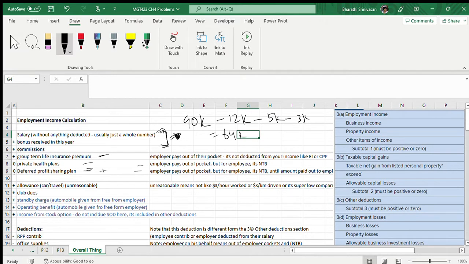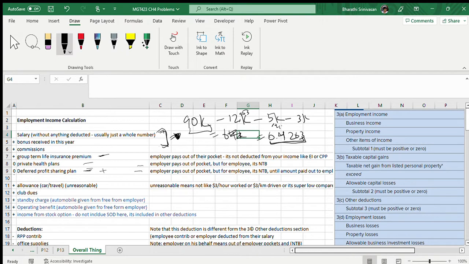So the actual salary that you get would be some kind of weird number like 64,260, right? It's a weird number because it's not a nice even number like 90K is.